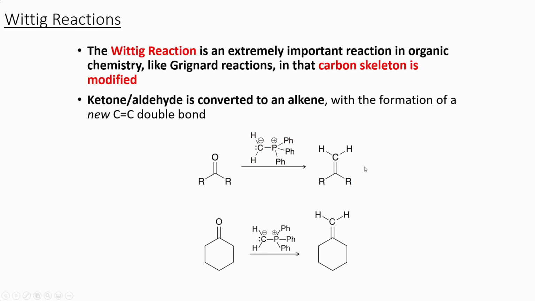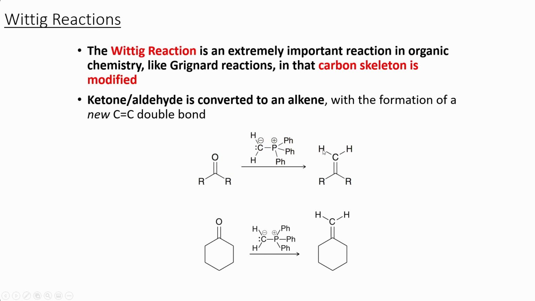Now, the next reaction we're going to look at is actually a series of reactions that are new carbon nucleophiles. And this is called the Wittig reaction. It's an extremely important reaction in organic chemistry because it allows us to build larger carbon skeletons. In this reaction, we're going to convert a ketone or aldehyde into an alkene with a new carbon-carbon double bond.